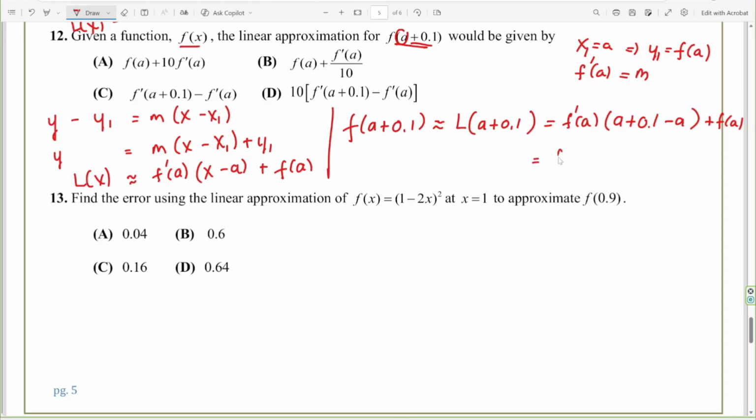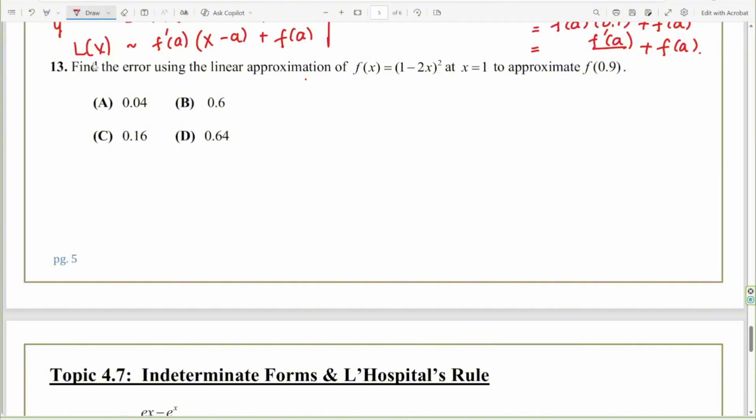So it's going to be f prime of a times 0.1, right? Plus f of a. Now 0.1 means 1 over 10, right? So we have f prime of a divided by 10 plus f of a, right? So the answer must be B. Now let's move on to question 13.